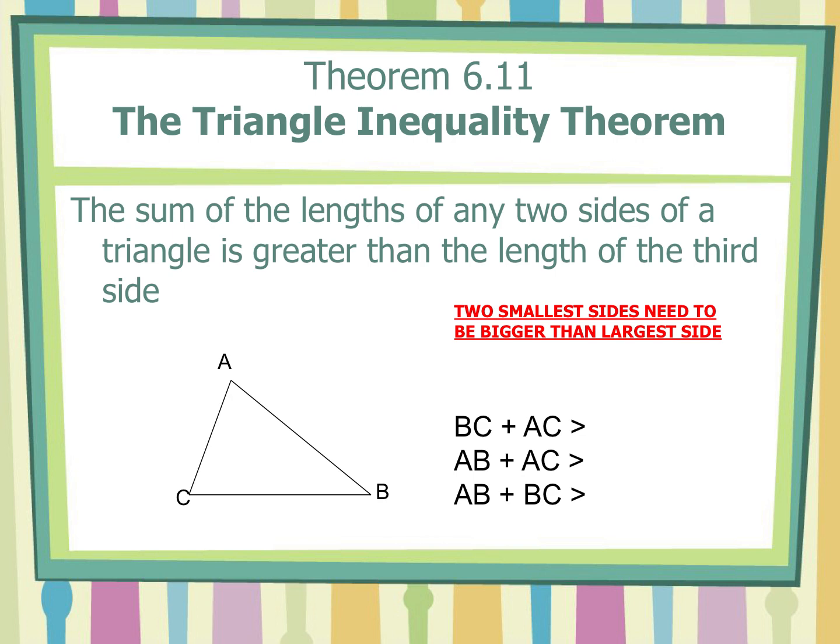Okay. Now, the next theorem, which is the last theorem for today, is called the triangle inequality theorem. It says the sum of the lengths of two sides of a triangle is greater than the length of the third side. And this has to be true in order to create a triangle, okay?